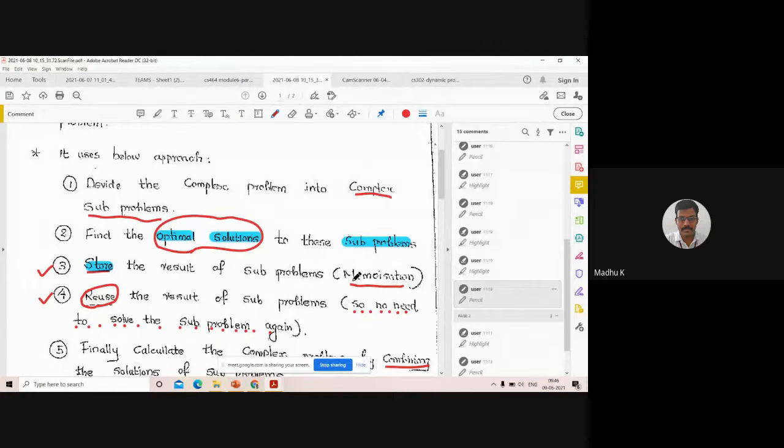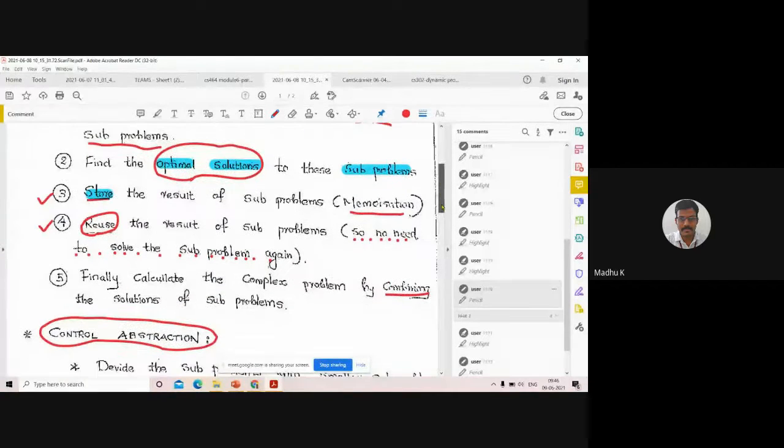Next is reuse. The fourth step is reuse. That is, reuse the results of subproblems. By using reuse, there is no need to solve the subproblem again.